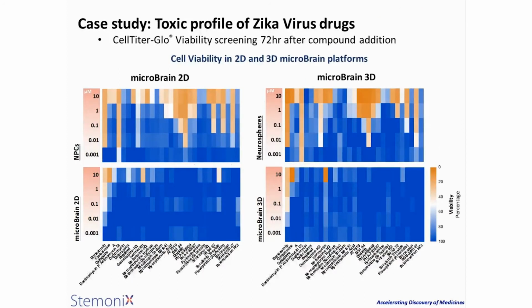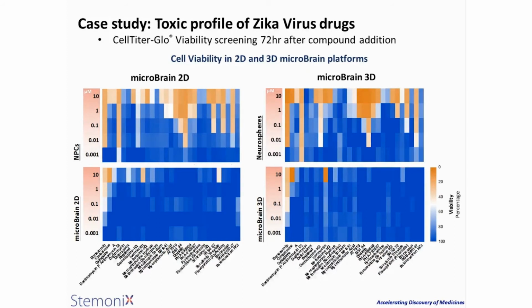The first test that we did was a tox profile, a cell viability profile of this. We used two different stages of our cell lines. We used a progenitor stage, that we call here NPCs or neurospheres, and we also used a more mature stage, for more mature neurons, and we call them microBrain 2D and microBrain 3D.